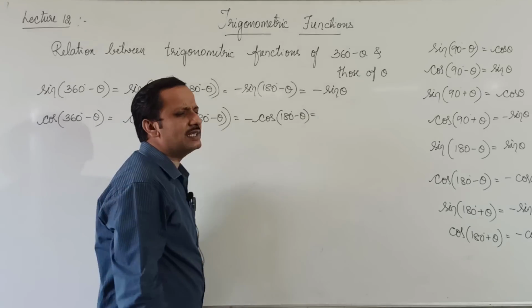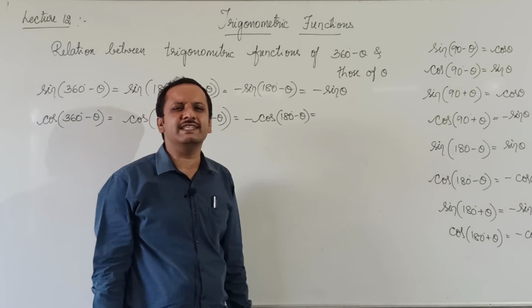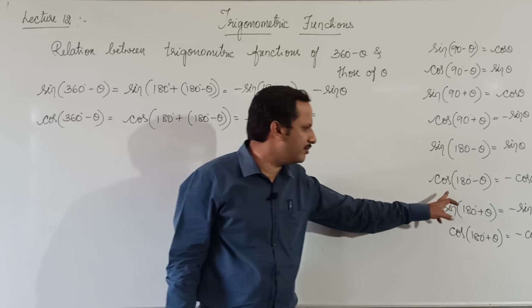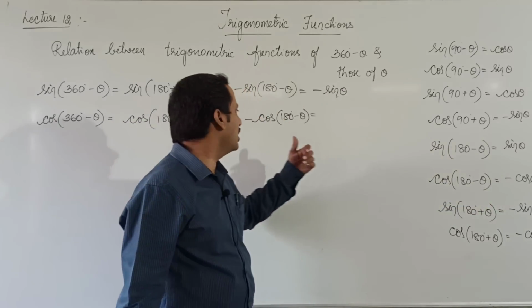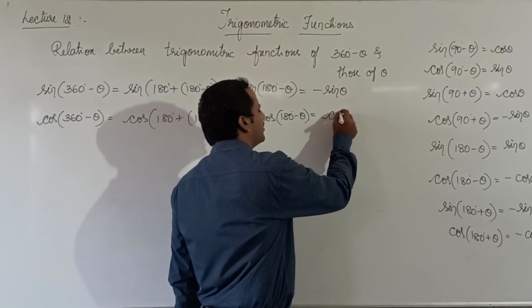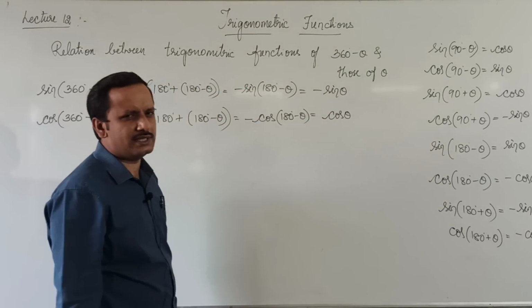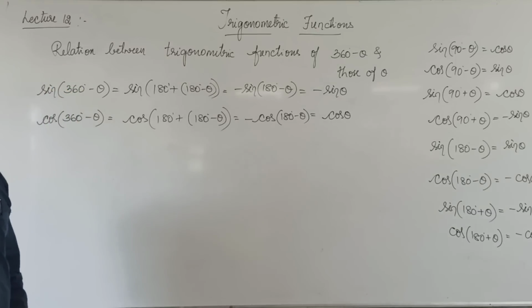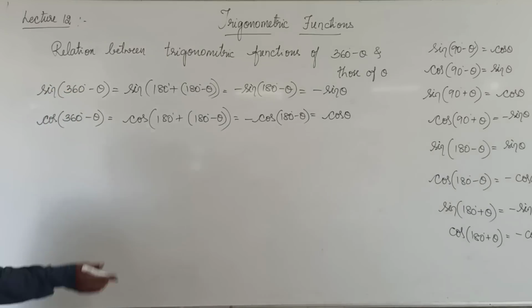That's equal to. What is cos 180 minus theta? Cos 180 minus theta is equal to minus cos theta. Already we have a minus symbol here. So minus into minus it will become plus. So this is equal to plus cos theta. So thus cos 360 minus theta is equal to plus cos theta.